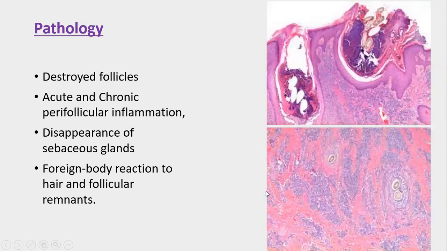So you can see on histopathology the destroyed hair follicles, acute on chronic dense inflammatory reactions surrounding the follicles, disappearance of sebaceous glands, and a strong foreign body giant cell reaction, and you can see the thick collagen bundles which show scarring.